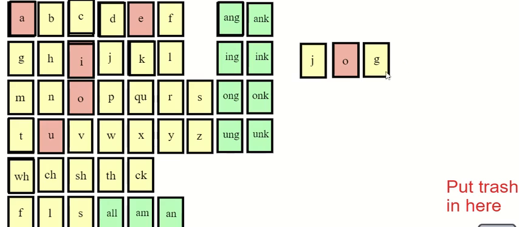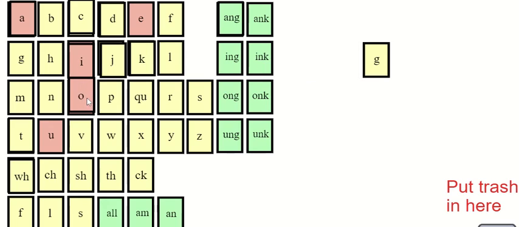Let's tap it to make sure it's right. J, o, g, jog. And spell it away. J, O, G.